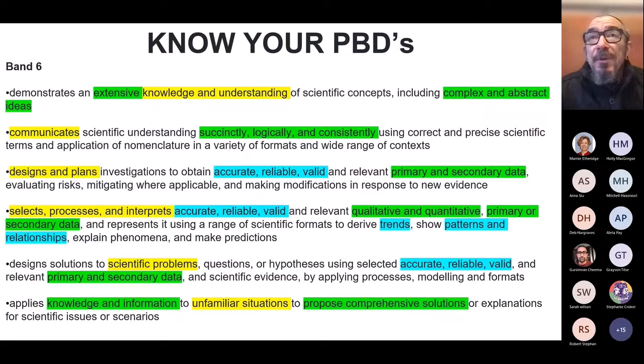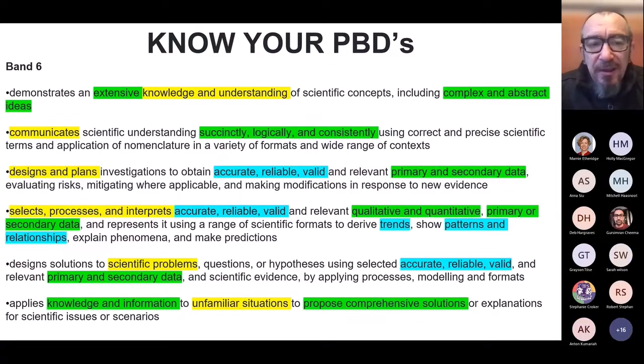Could you easily distinguish between accuracy, reliability and validity? That's an expectation of a band 6 student, for both primary and secondary data. Can you clearly articulate the difference between those terms? A sure sign that a student is not performing at that band 6 level is where, in their definition of validity, they use the term reliability or accuracy. We really need to be able to tease those terms apart.